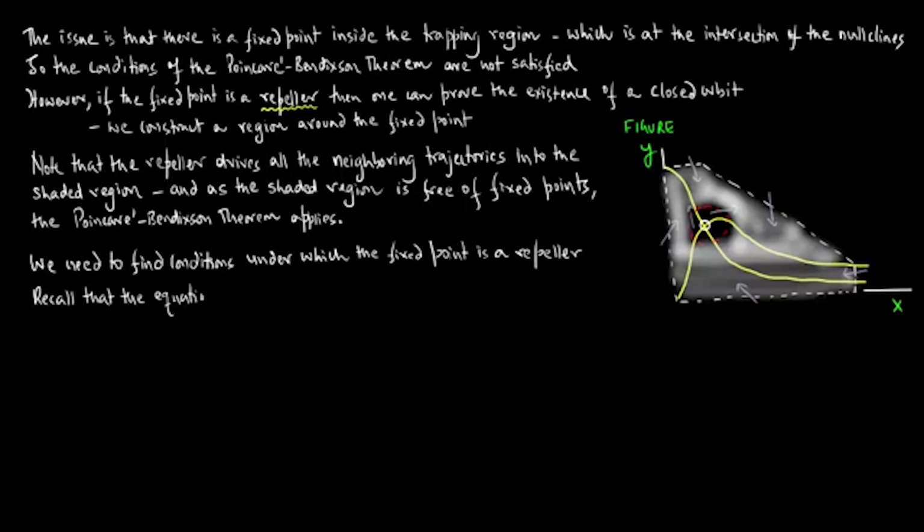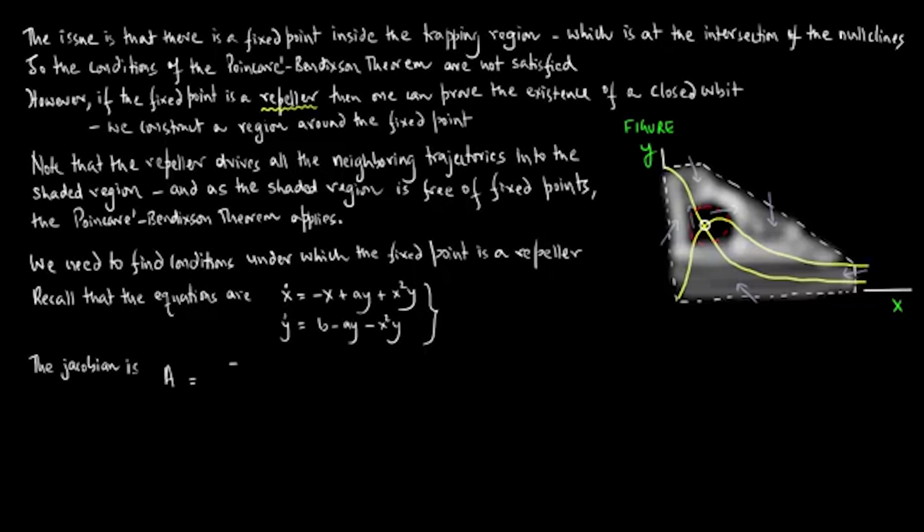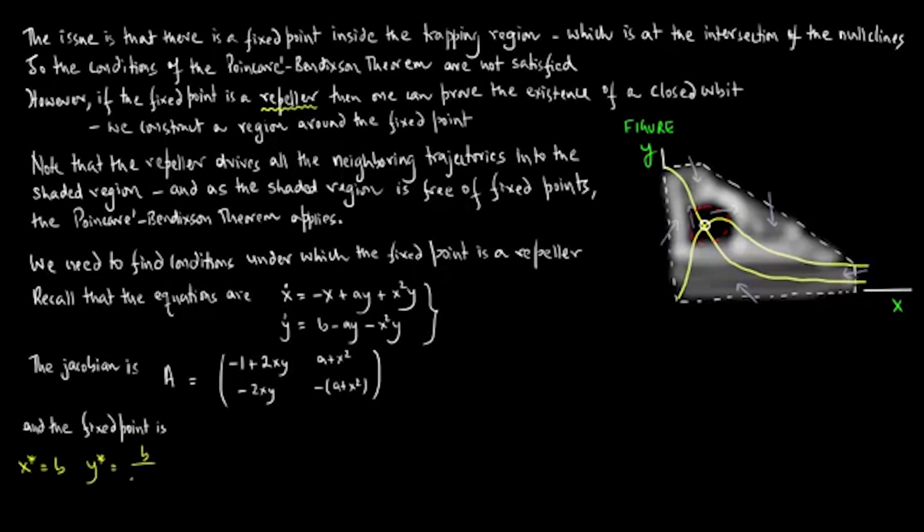Recall that the equations are x dot equals minus x plus a y plus x squared y, and y dot equals b minus a y minus x squared y. The Jacobian of this system is A equals minus 1 plus 2xy, a plus x squared; minus 2xy, minus a plus x squared. And the fixed point is x star equals b and y star equals b divided by a plus b squared.